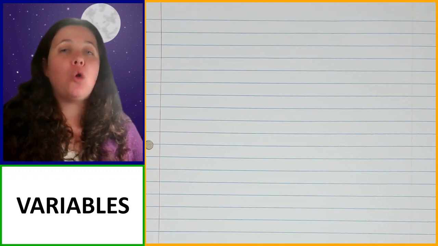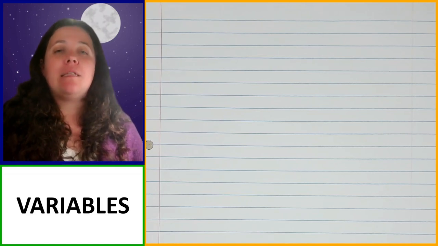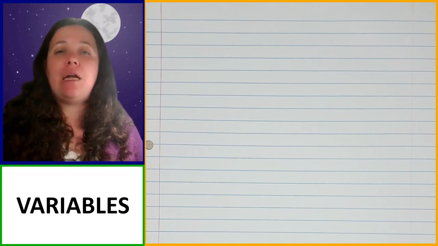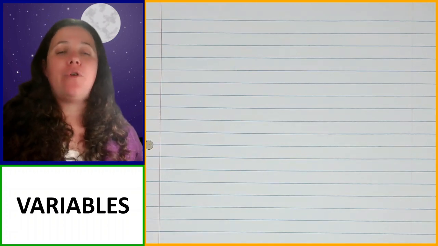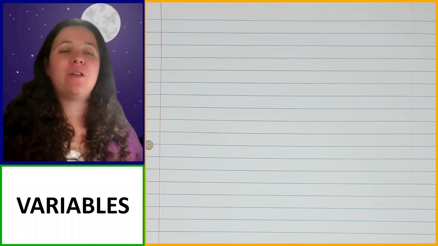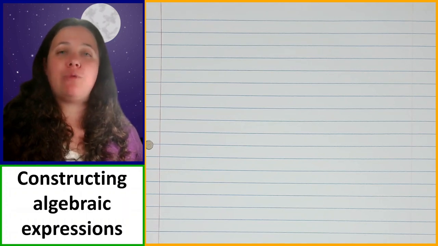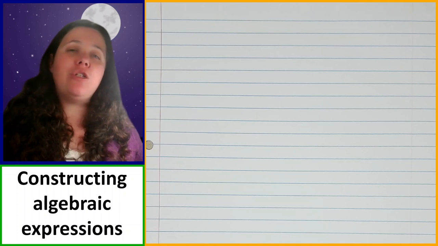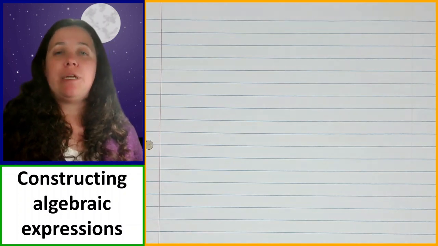The number 3 is always going to be worth 3. It's never going to be worth anything else, whereas the letter X can be worth different values. It can represent different amounts in different situations. So that's what we're referring to when we're talking about variables. Okay, so now we're going to look at constructing algebraic expressions. There's some language that you need to understand when we are working with constructing algebraic expressions.